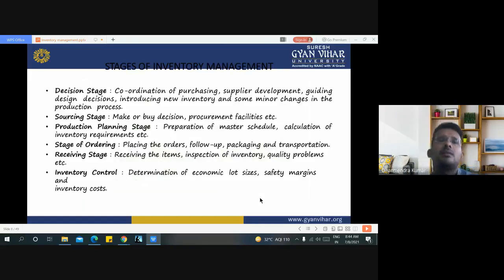Here are the various stages of inventory management, like decision stage, coordination of purchasing, supplier development, guiding design decisions, introducing new inventory, and some minor changes in the production process. This overall comes under the decision stage, where management decides on purchasing some new material, purchasing of old material. It comes under raw material.